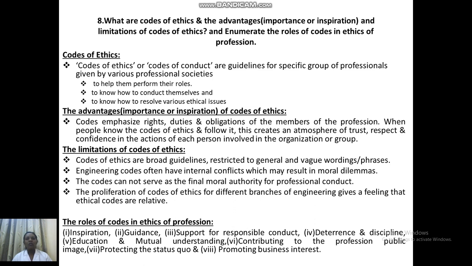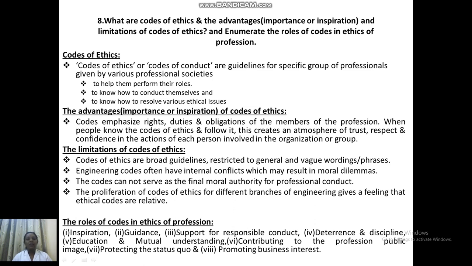Codes of ethics or codes of conduct are guidelines for a specific group of professionals given by various professional societies to help them perform their roles, to know how to conduct themselves and to know how to resolve various ethical issues. The advantages, that is importance or inspiration of codes of ethics. Codes of ethics emphasize rights, duties, obligations of the members of the profession.